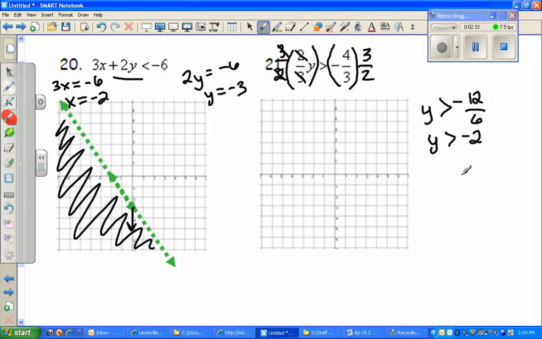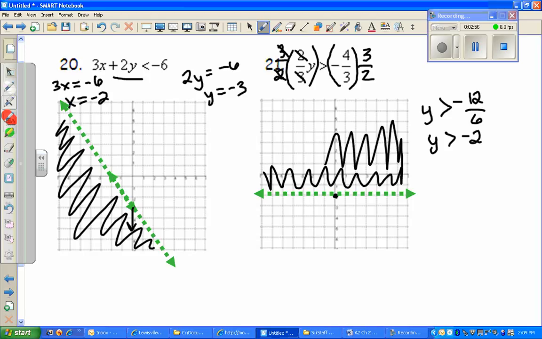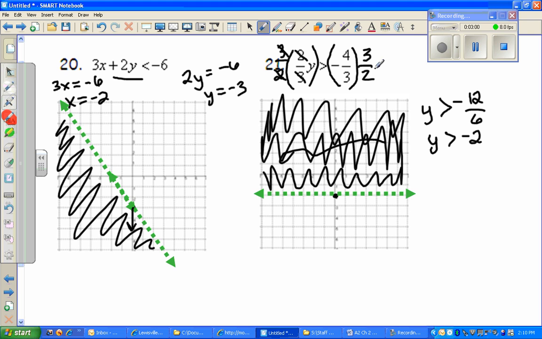We already graphed a line that was y equals a number, and that was a horizontal line. This will be a horizontal line going through -2 on the y-axis. It will also be a dotted line because it does not have the equals bar underneath this symbol here. Since it says y greater, we need to shade above the line. So that would be up here in this area for our shading for number 21.